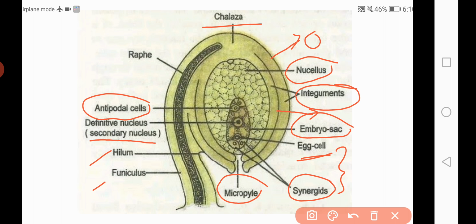Next to the integuments there is a nutritive tissue which is called the nucellus, and in the nucellus there is an embryo sac, which is also called the female gametophyte. The female gametophyte contains 3 groups of cells. At the chalazal end, antipodals, and at the micropylar end it contains the egg apparatus. The egg apparatus contains 1 egg cell and 2 synergids, and at the center it contains the secondary nucleus.